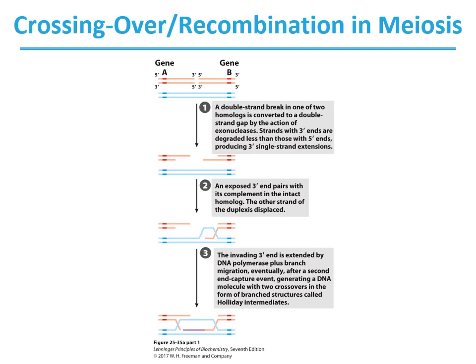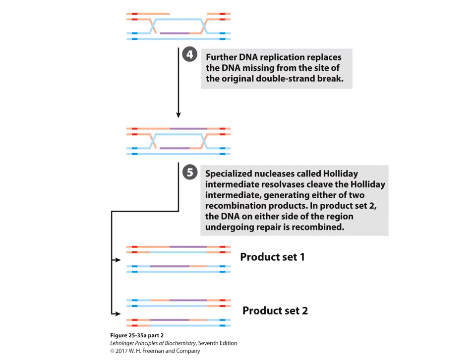This displaces a strand in chromosome 2, which ends up binding to chromosome 1. The displaced region of chromosome 2, now paired with chromosome 1, serves as a template to replace the missing DNA. In step 4, further DNA replication replaces the DNA missing from the site of the original double-strand break. This generates two Holliday junctions.